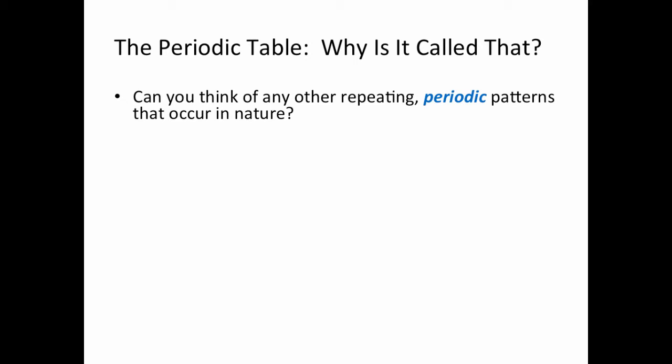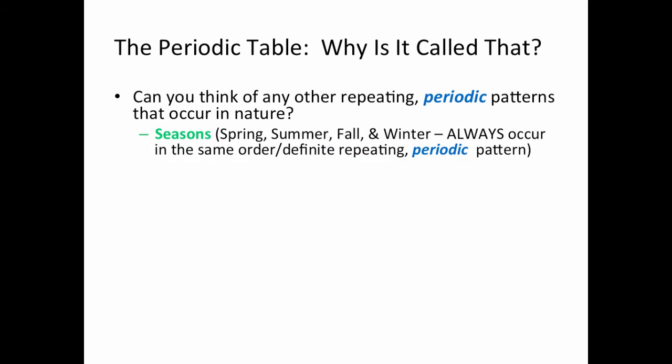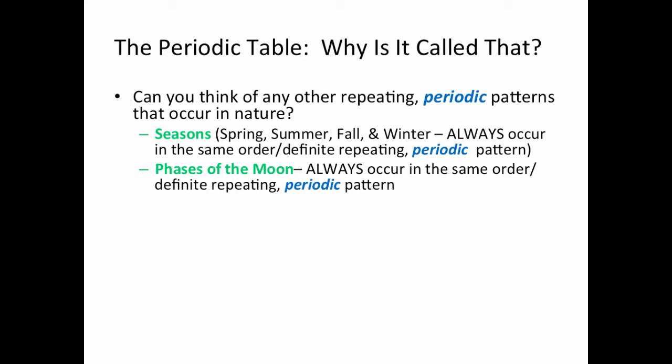Can you think of any other repeating periodic patterns that occur in nature? You probably can think of several, and if you need these associations to help you, there are lots of repeated patterns. Seasons is one. Spring, summer, fall, winter always occur in that order. It's a periodic pattern. And moon phases always occur in that order. Definite repeating periodic pattern.